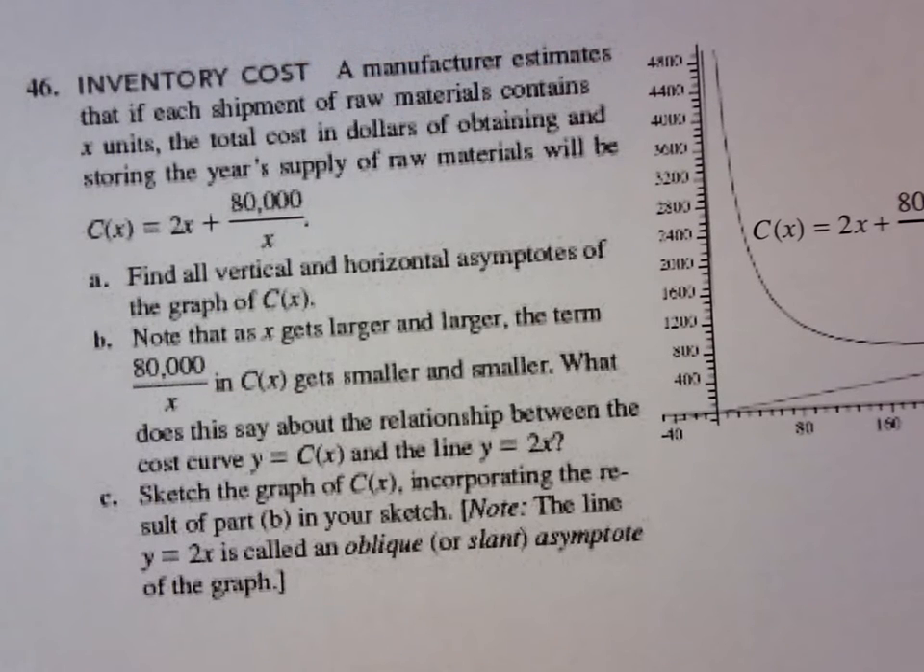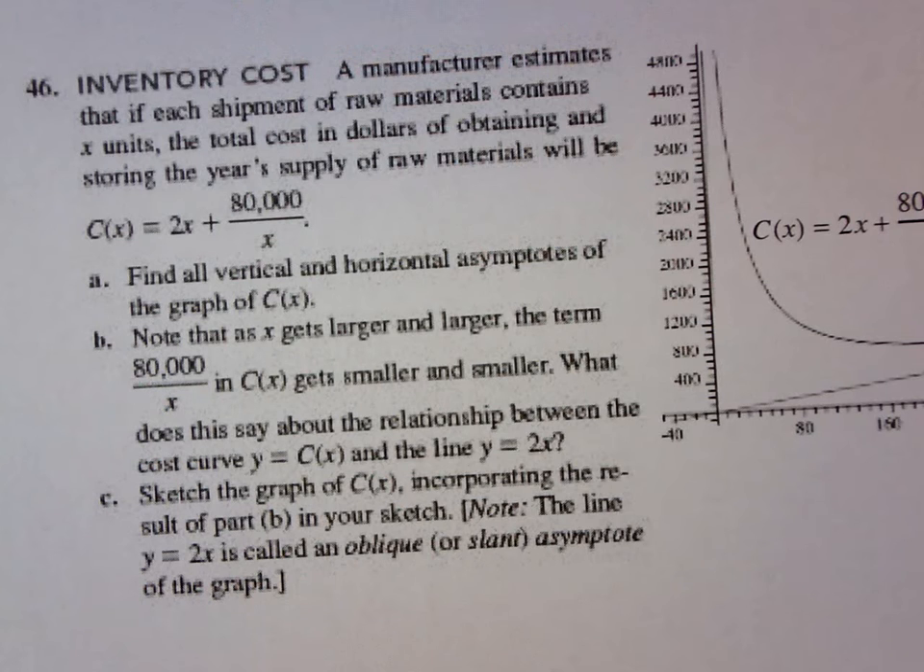A manufacturer estimates that if each shipment of raw material contains X units, the total cost in dollars of obtaining and storing a year's supply of raw materials will be C of X equals 2X plus 80,000 divided by X. Find all vertical and horizontal asymptotes of C of X.